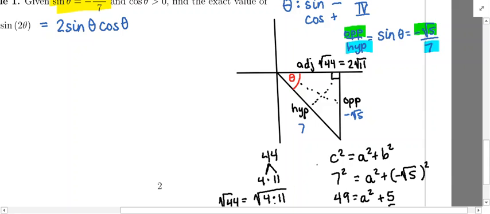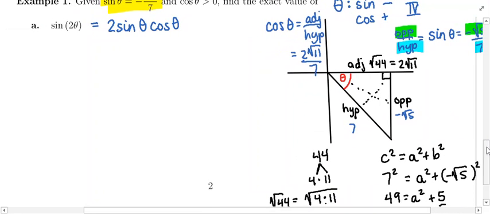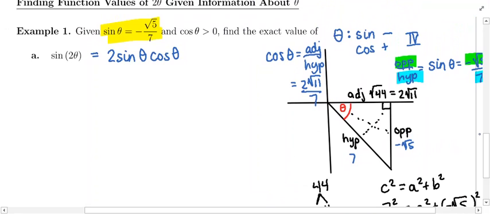All right, we have all 3 sides of our triangle labeled, so we can go ahead and say what the cosine of theta is. The cosine of theta is going to be the adjacent over the hypotenuse, and so that's going to be 2 square root of 11 over 7. Now we've got the value of the cosine of theta, we've got the value of the sine of theta. We can plug and chug into our formula.